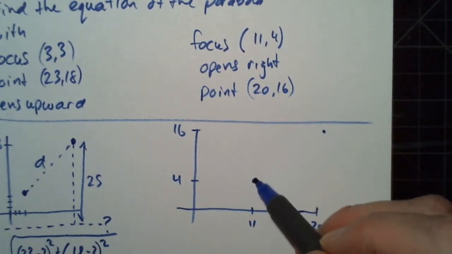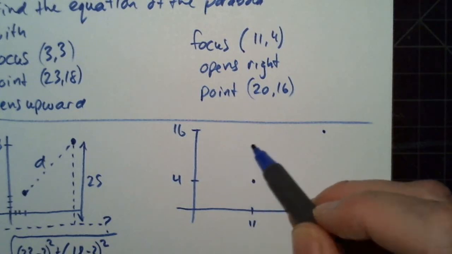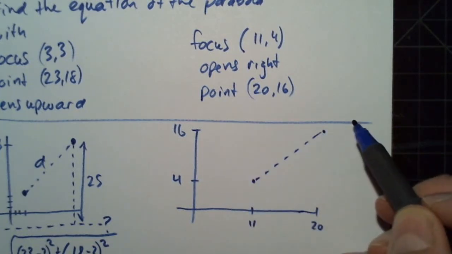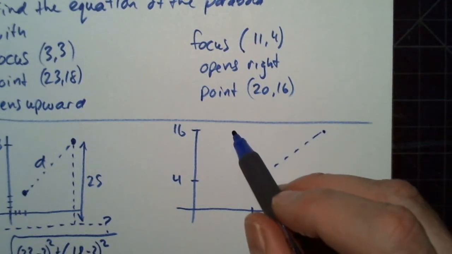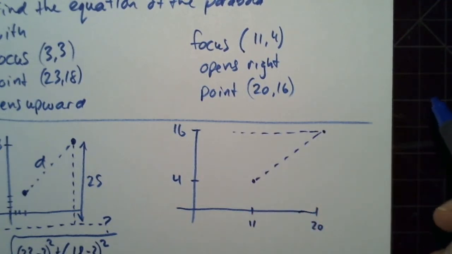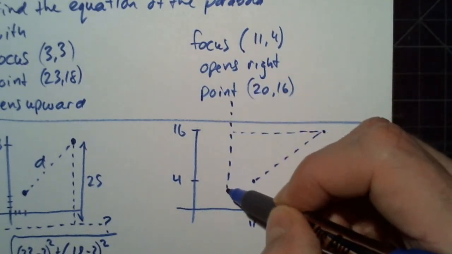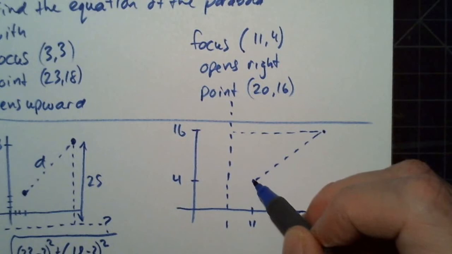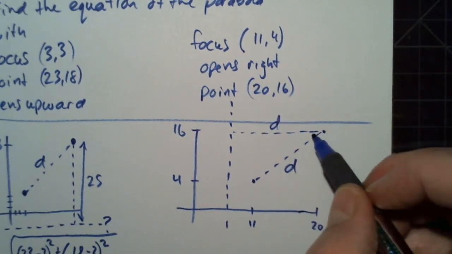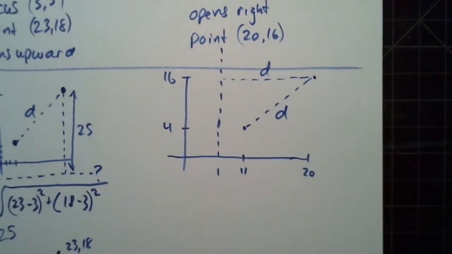The graph does not go through this point because that's the focus. The graph is going somewhere over here. We don't know where it goes, but that distance has to be equal to this distance, which is the distance to the directrix. So if we find this distance, then that'll be the same as that distance, and then we'll know where the directrix is like we did in the previous problem.